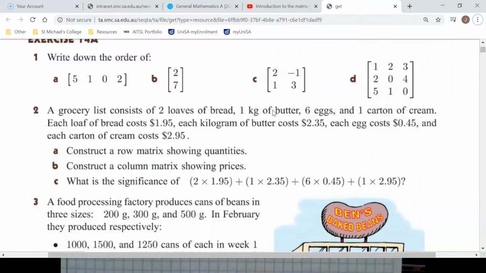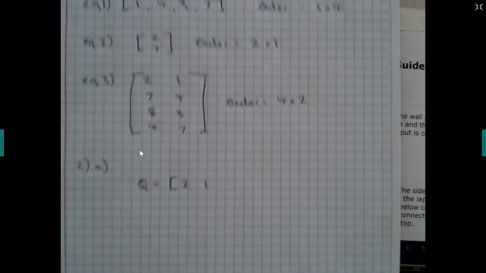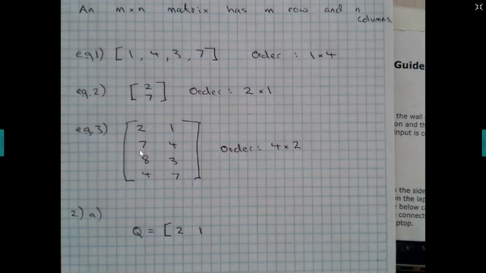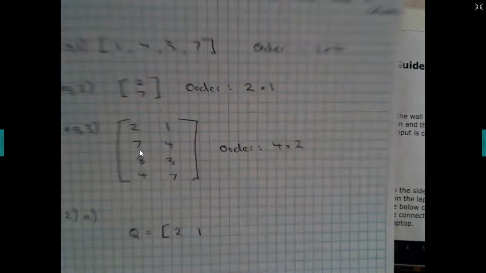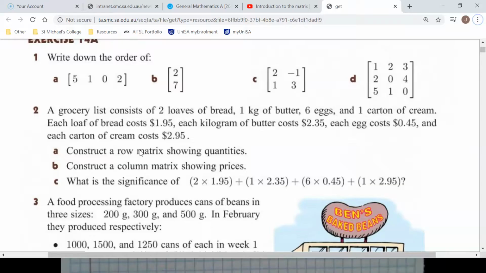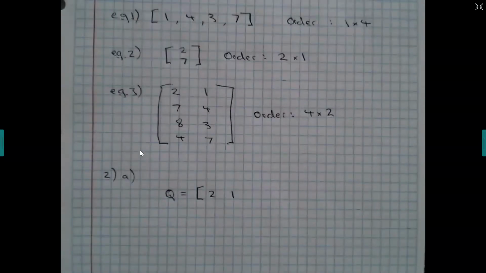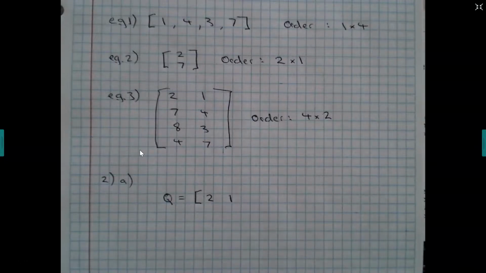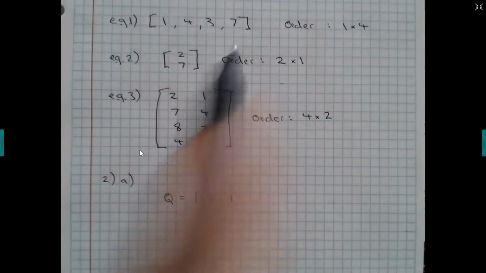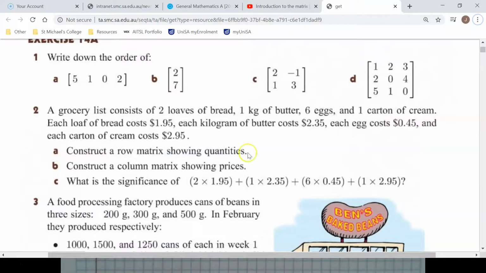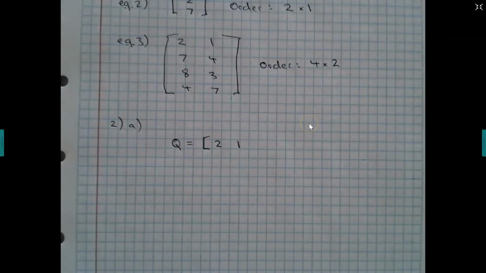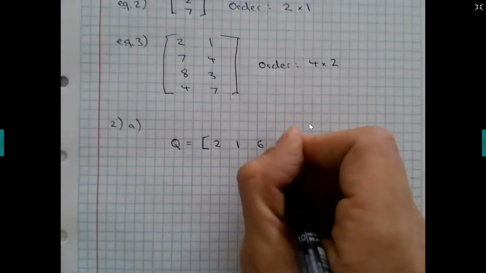Wait, how can we put columns in the example then? Commas. No. I didn't. Oh, sorry, I shouldn't have. Alright, so you don't need to have those commas there. If you did put them there, you wouldn't lose marks, but just get in the habit of not doing it. Then we have 6 eggs and 1 carton of cream, so the next ones are going to be 6 and 1.